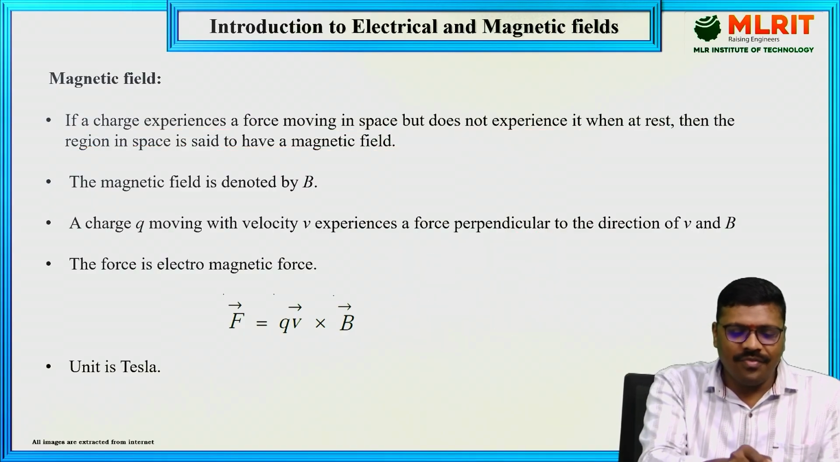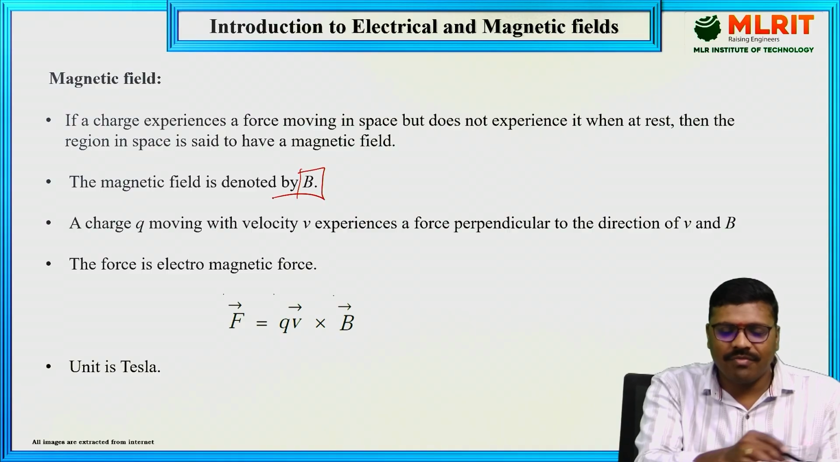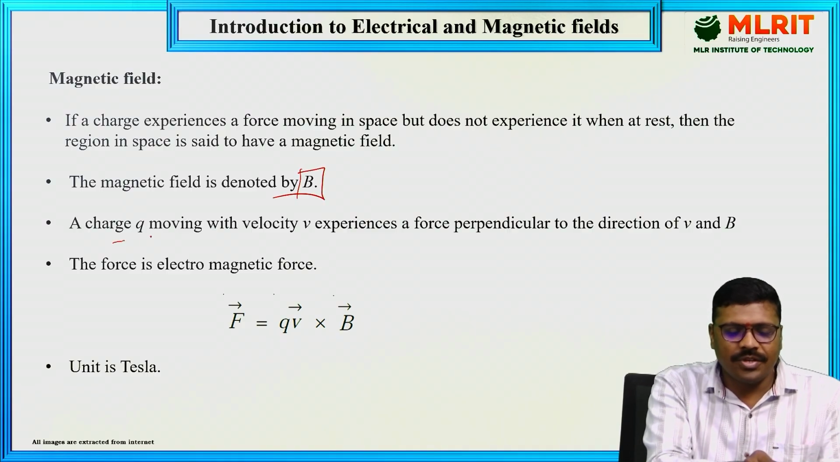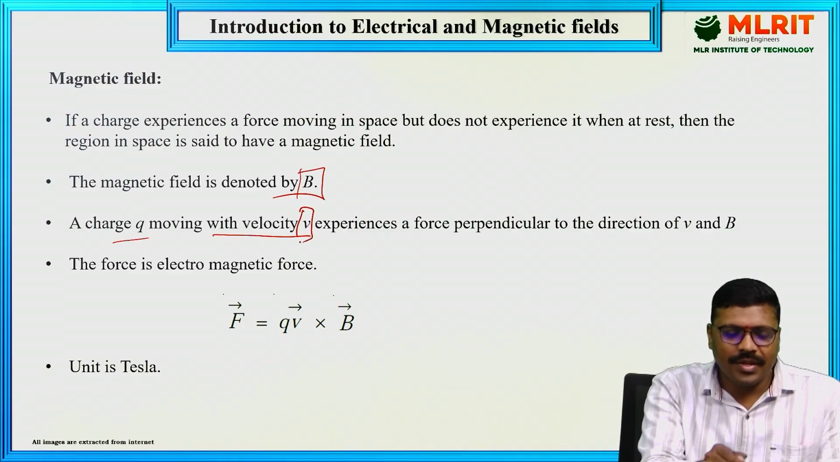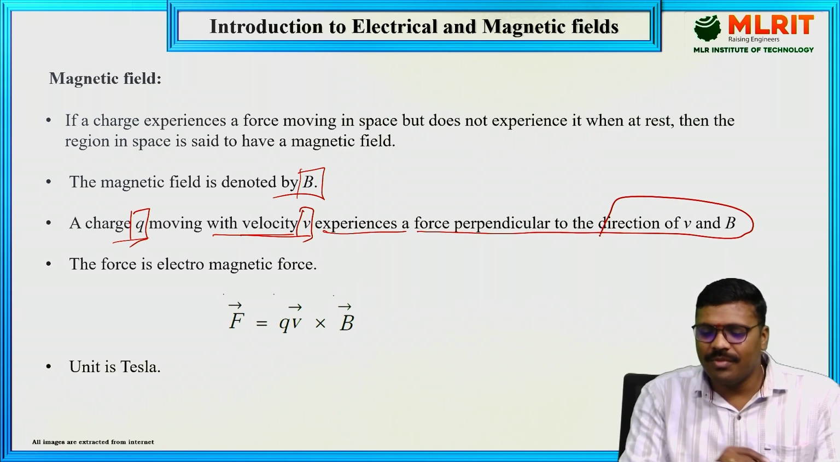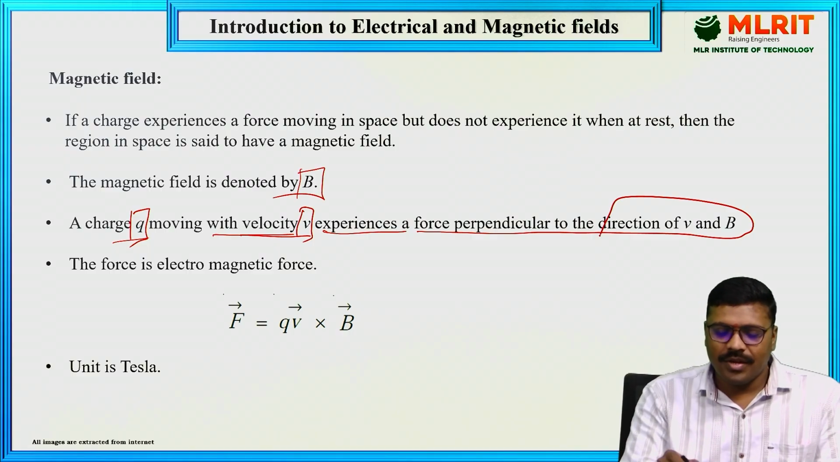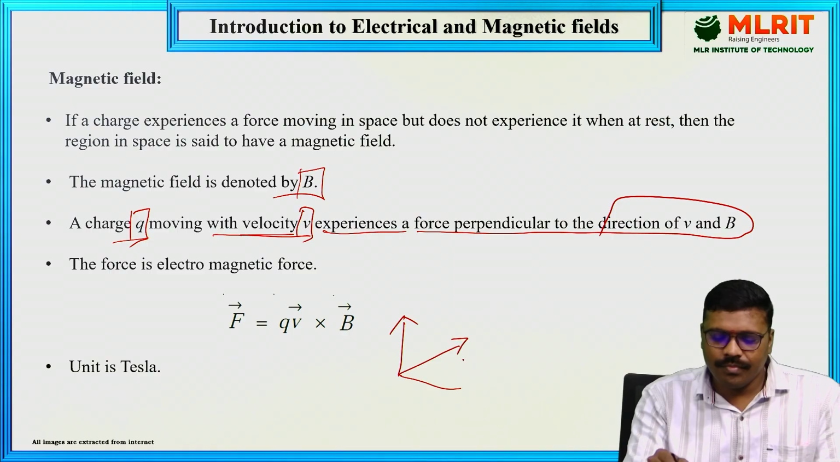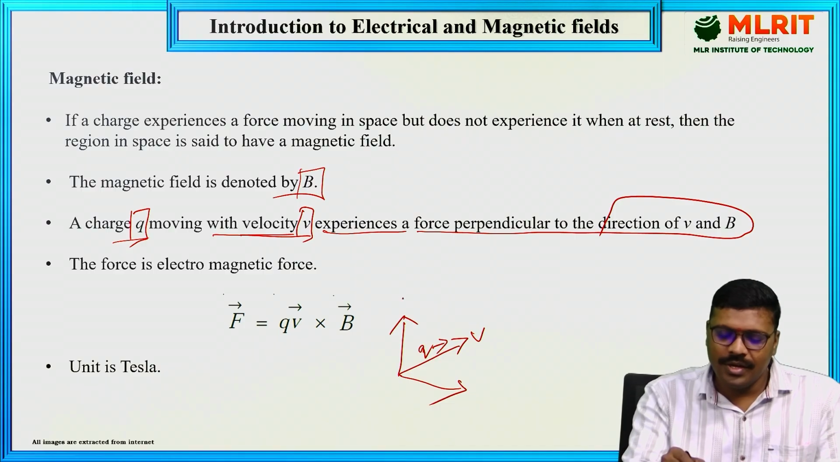The magnetic field is denoted by the symbol B. If a charge Q moves with some velocity V, it experiences a force perpendicular to the directions of V bar and B. So this is the velocity direction of the charged particle. Q is moving in this direction and the magnetic field may be like this.